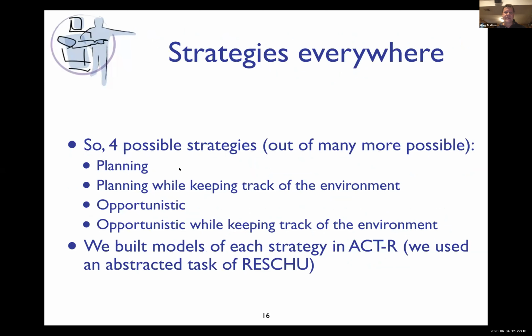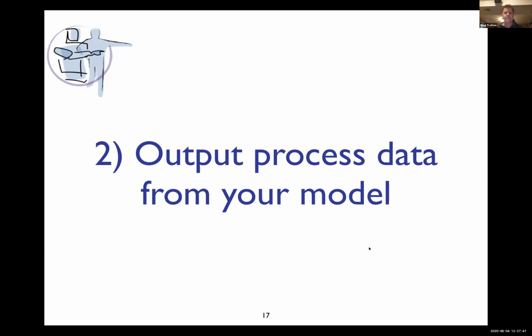So essentially we have 4 different strategies. These are just 4 of the many possible strategies. But we basically have a planning strategy and an opportunistic strategy. And then they're basically keeping track of the environment, or looking at the environment, is probably a better way to say it, for both the planning and the opportunistic versions. And then what we did is we built models of each strategy within ACT-R. And we used an abstracted version of Rescue here. I will also say that we did use ACT-R, but in theory, we should be able to use anything for this particular method. All right, so that was step 1.